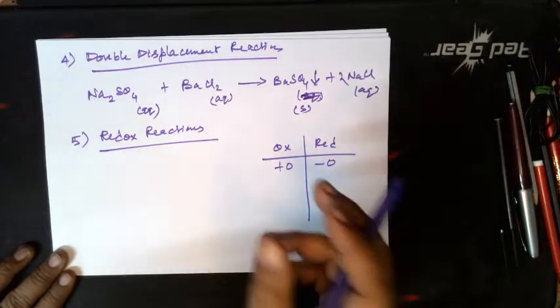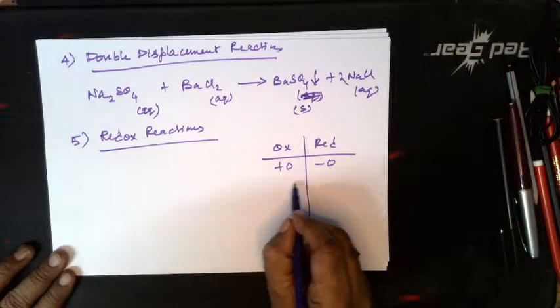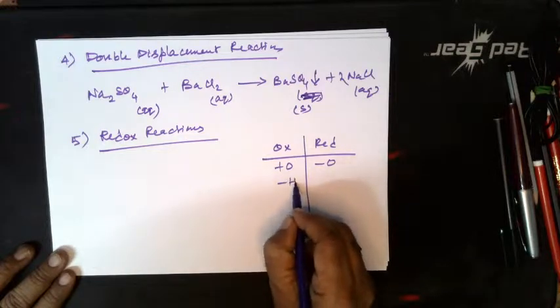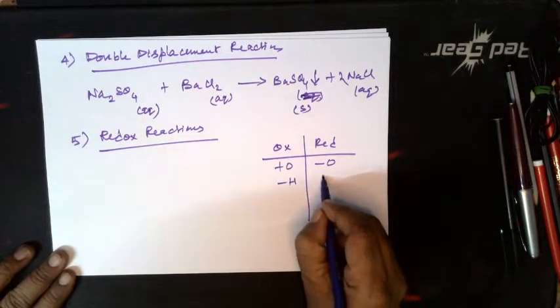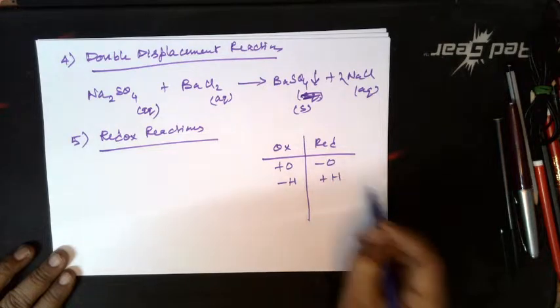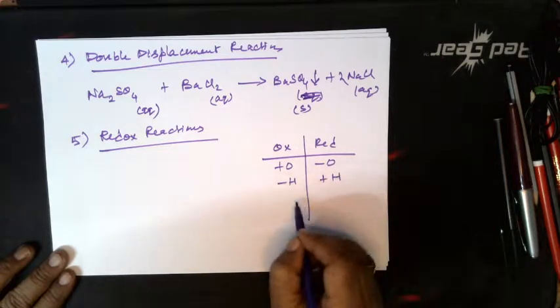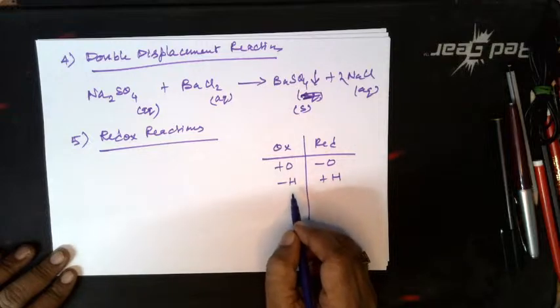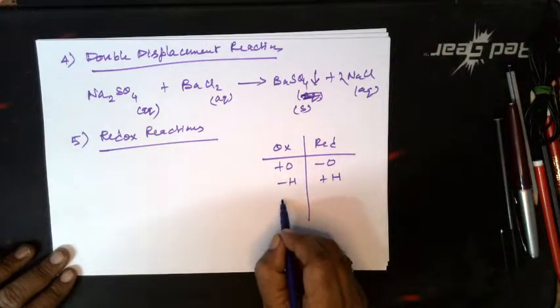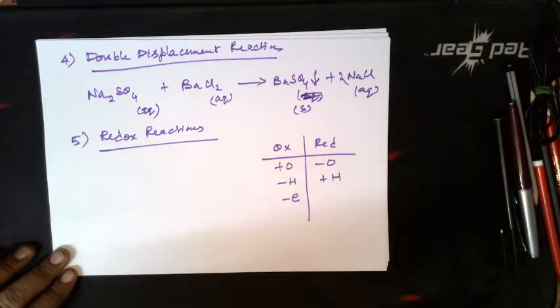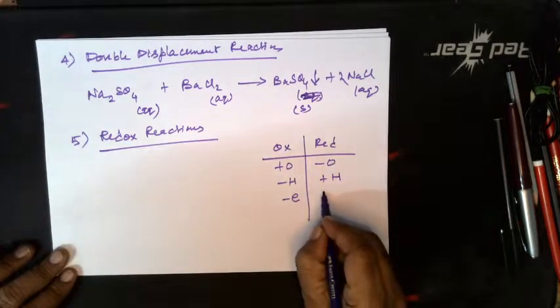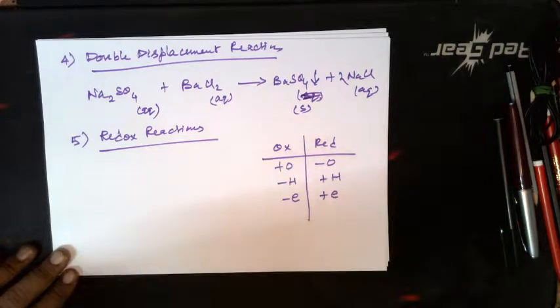You can also explain oxidation in terms of hydrogen. So removal of hydrogen is oxidation, addition of hydrogen is reduction. And we can also define oxidation in terms of electron. So de-electronation, that is the loss of electron. Loss of electron, removal of electron is oxidation. Gain of electron is reduction.